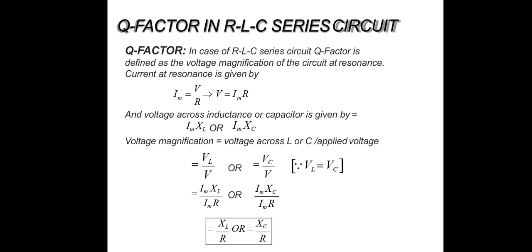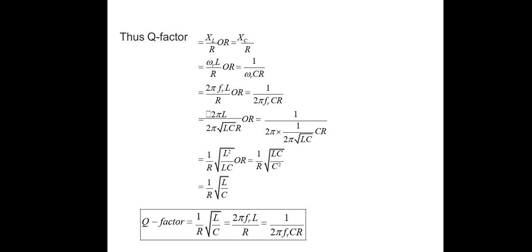Now we take the Q factor, right? Therefore, XL by R or XC by R. What is XL? Omega L. What is XC? 1 by omega C. So apply it here: omega L by R or 1 by omega CR. What is omega? 2 pi FR, which we already know. So 2 pi FR L by R, or 1 by 2 pi FR into CR, like that.